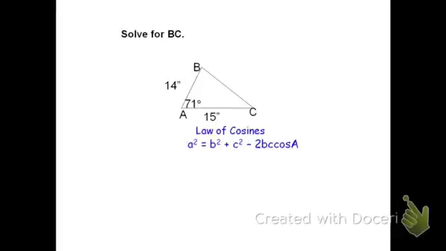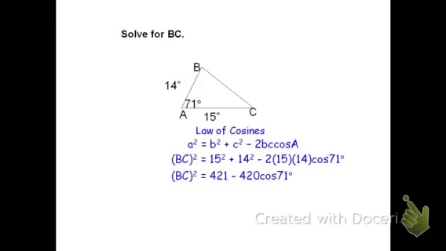Substituting in what we know, the little a side would really be side BC, so BC squared equals 15 squared plus 14 squared minus 2 times 15 times 14 cosine of 71 degrees. In the next step, I'm going to square all these pieces out. 15 squared is 225 plus 14 squared, which is 196, added together, minus 2 times 15 times 14 cosine of 71 degrees. In which case I get 421 minus 420 cosine of 71 degrees.